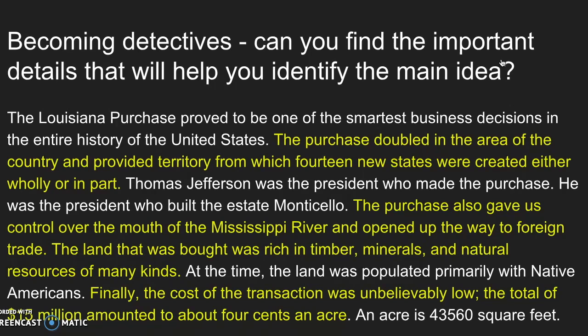There's extra information in here that's interesting, but we don't need. We don't need to know that it was Thomas Jefferson who made the purchase. We definitely don't need to know that he was the president who built Monticello. That information doesn't back up why the Louisiana Purchase was smart. The land populated with Native Americans also doesn't show why it was a smart business decision. And we also don't need to know that an acre is 43,560 square feet. That's just extra information.